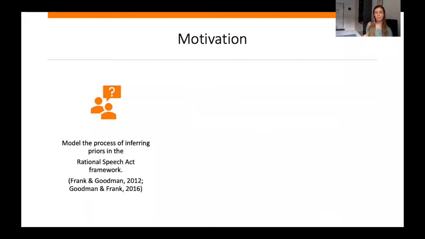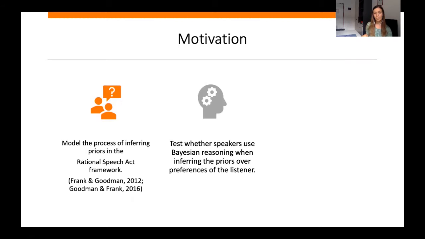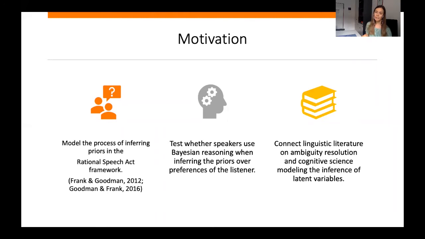Our goal is to model the process of inferring priors in the Rational Speech Act framework. We compare the predictions of our models to the behavioral data we obtain in online experiments. Finally, we aim at connecting two rich fields of research. On the one hand, linguistic literature on ambiguity resolution, and on the other hand, computational approaches to modeling how latent variables are inferred.